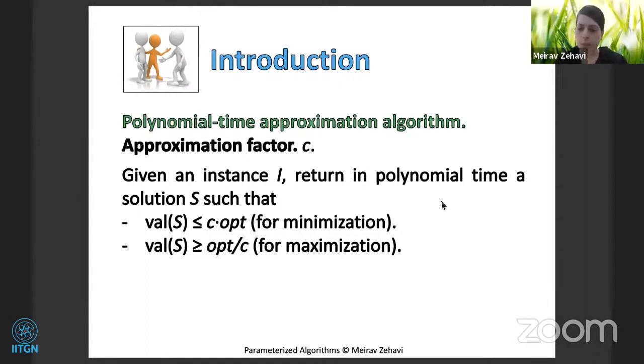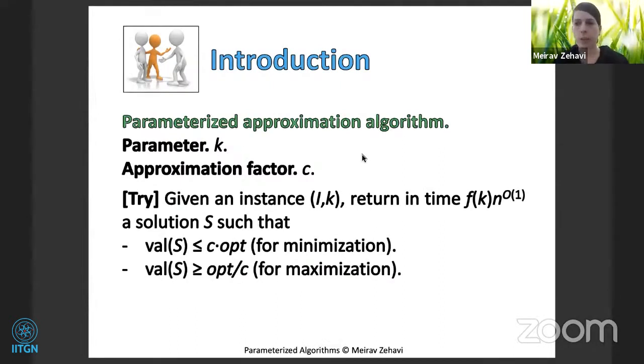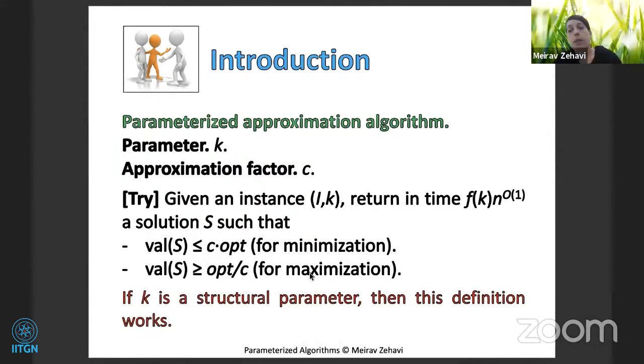Okay, and when we talk about parameterized approximation algorithms, we still care about the approximation factor c, but we also have the parameter that we care about for the running time. So here specifically, I will first give a try, which is not exactly what we want, but we need this in order to understand the correct definition. Here, given an instance (I, k) of our parameterized problem, we want to run in FPT time, so f of k times polynomial in the input size, and return a solution S such that, like before, for minimization, its value is at most c times opt, and for maximization, it is at least opt over c.